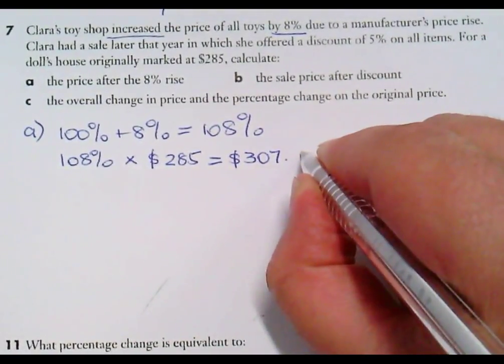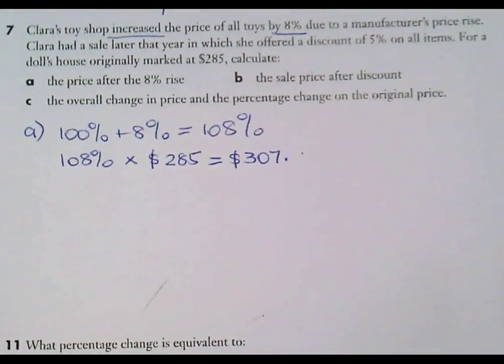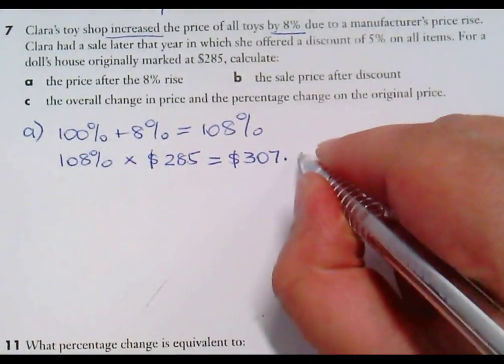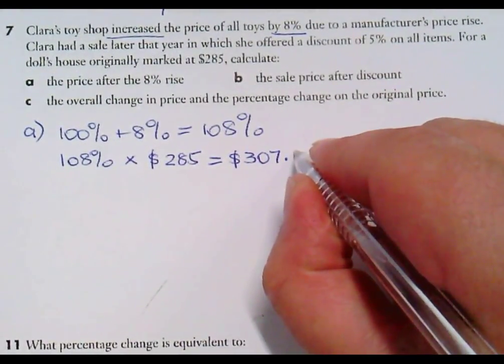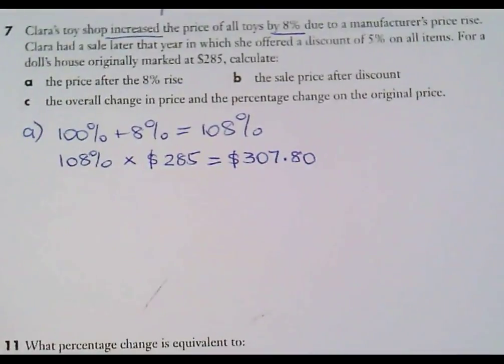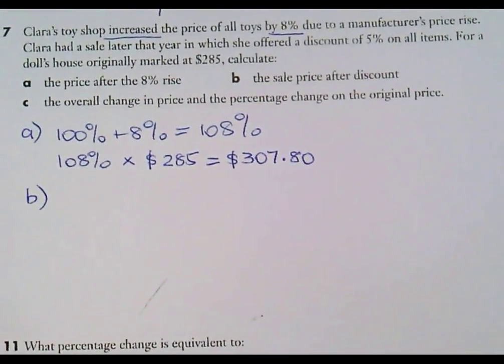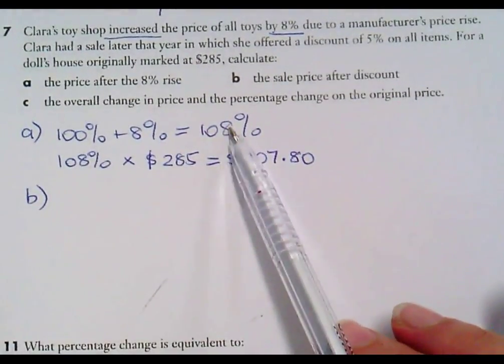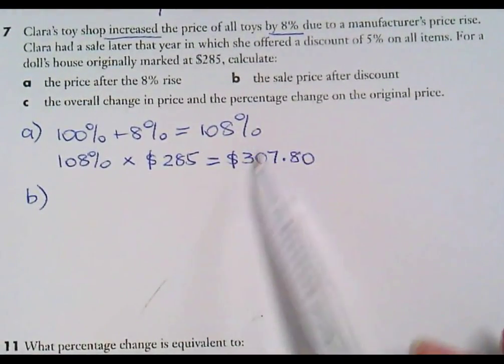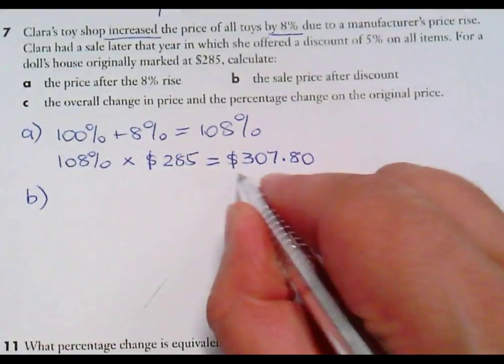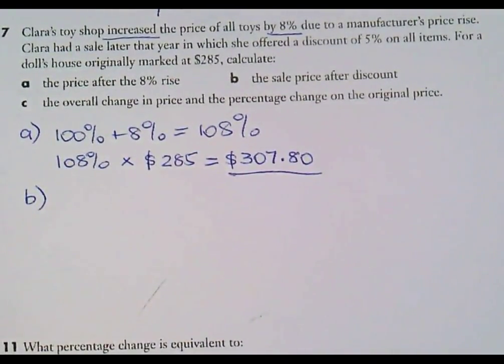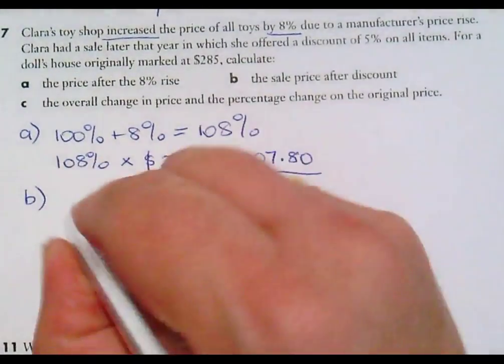$307. Is it 08 or 80? 80. Good. Part B. So that's your increase of 8%. Now, just because this is 108%, you don't do 108% minus 5%. This is your new starting value, the $307.80. Now I need to decrease that amount by 5%.